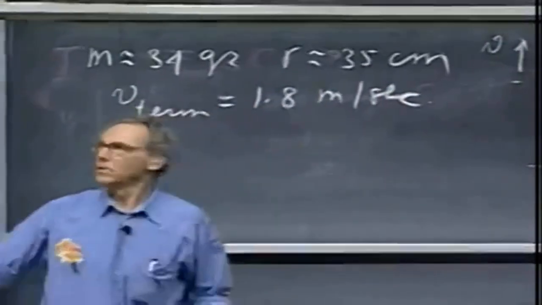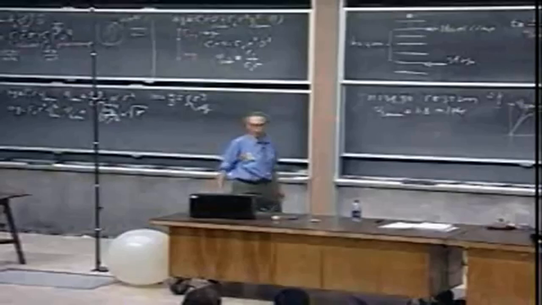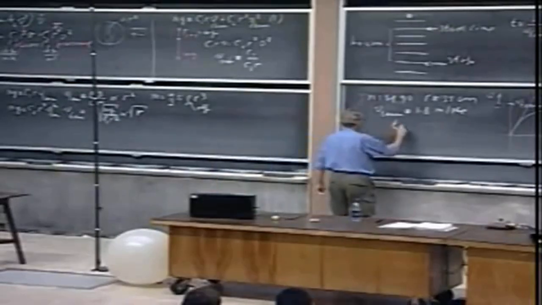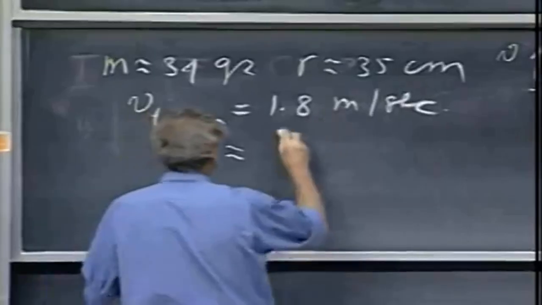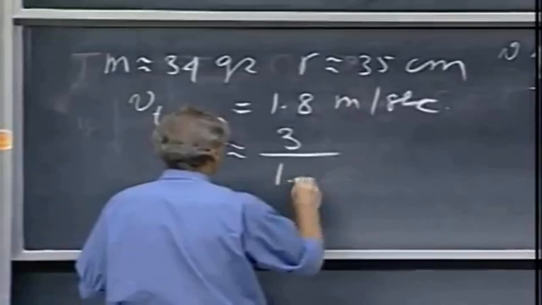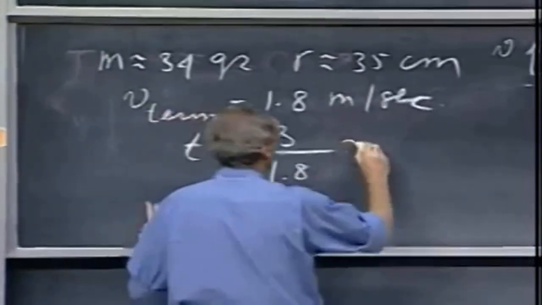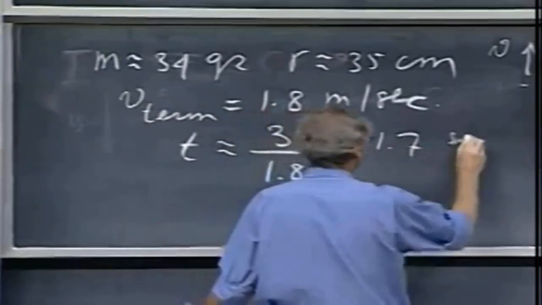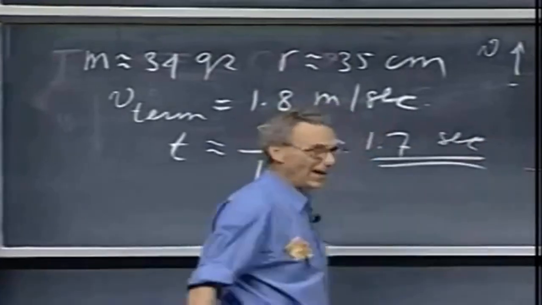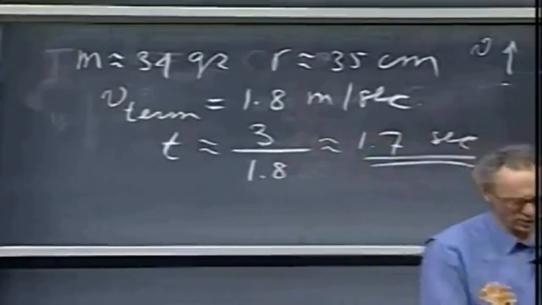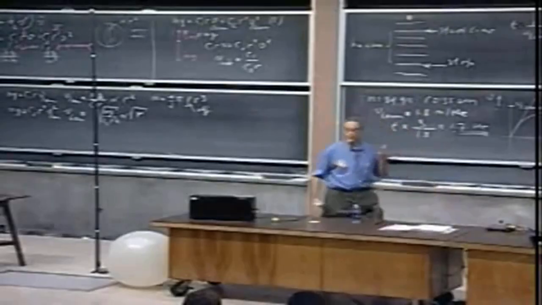So if I drop it from a height of 3 meters, which I'm going to do, then you'd think that the time that it takes to hit the floor would be about my 3 meters divided by 1.8 meters per second, which is about 1.7 seconds. That's not bad. That's not a bad approximation. However, it will of course take longer.